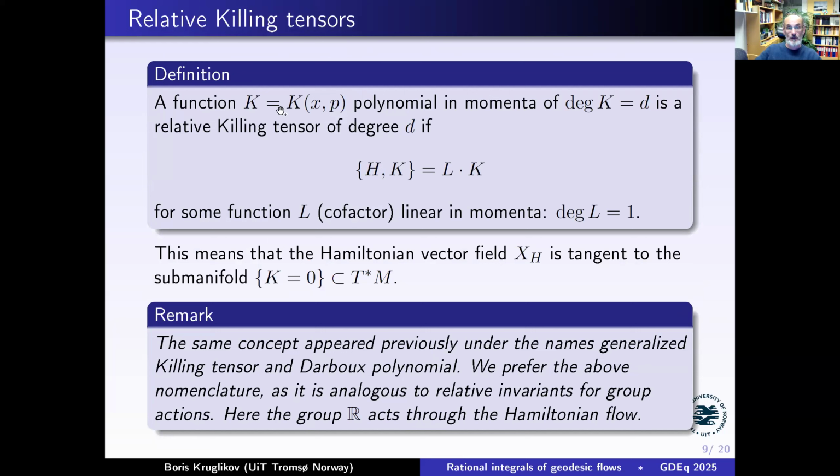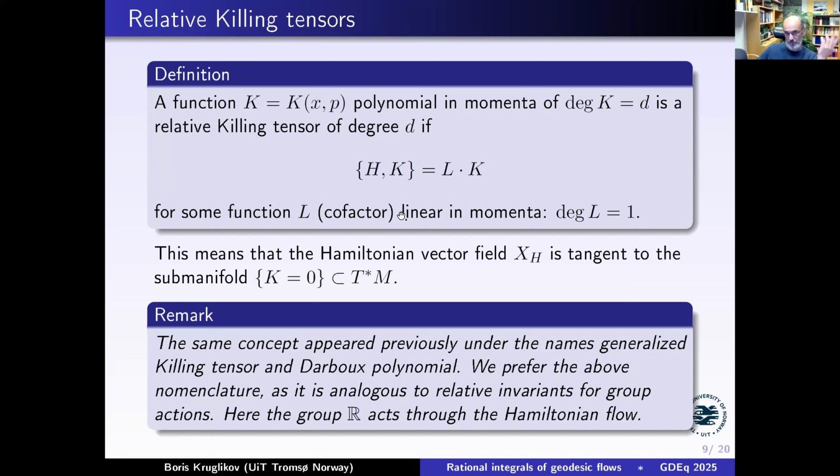Consider a function k of (x, p), which is polynomial in momenta of degree d, and the coefficients are smooth or analytic functions of x. Such a function will be called a relative Killing tensor of degree d if it satisfies this equation. Here is the Poisson bracket. h has degree 2 in momenta, k has degree d in momenta, therefore the Poisson bracket has degree d plus 1 in momenta. And I would like this function of degree d plus 1 to be factorizable. K has degree d, therefore L has to have degree 1, or be linear. Okay, that function is called the cofactor.